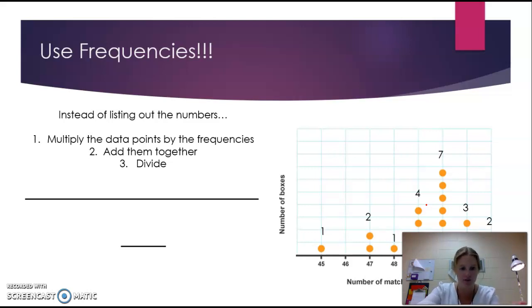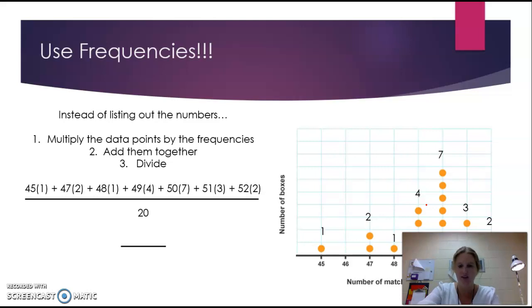So I would literally put a 1 above the 45, a 2 above the 47, and then you can quickly notice, all right, there's 7 dots at 50. And so instead of writing out 7 number 50s, you just multiply. And what that looks like in an equation, I'm gonna give you right now. 45 times 1, 47 times 2, 48 times 1.